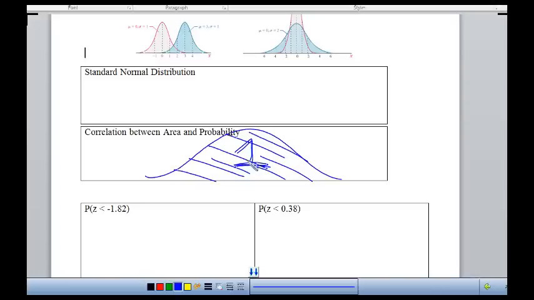All right, so how do we find these probabilities? There'll be two things that we'll use. We're going to use our calculator, and we're also going to use a normal distribution table. That's what we're going to focus on for the rest of this first little section: how to use the table and how to use the calculator.